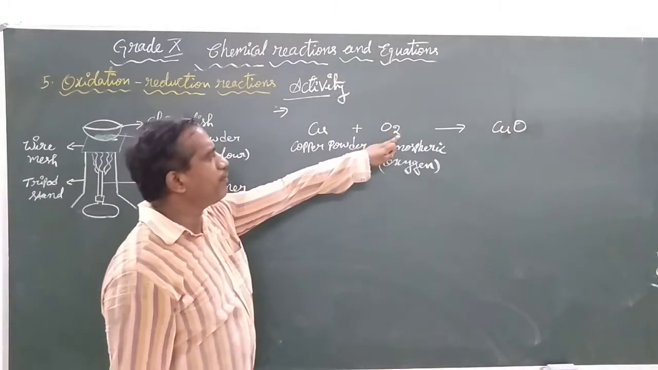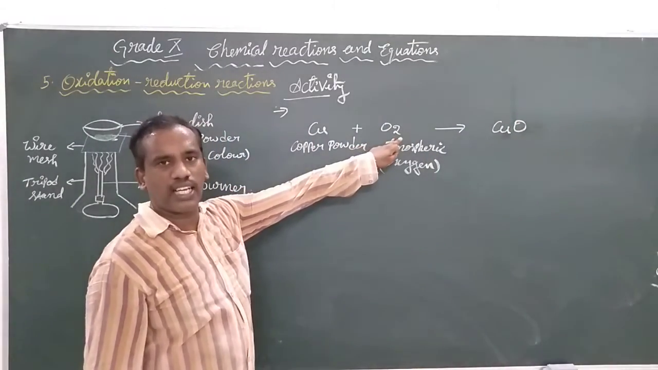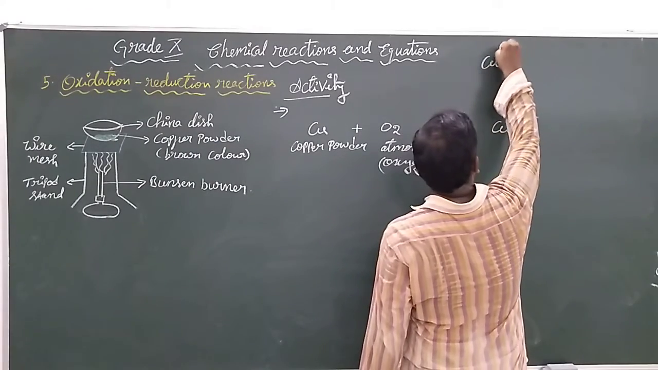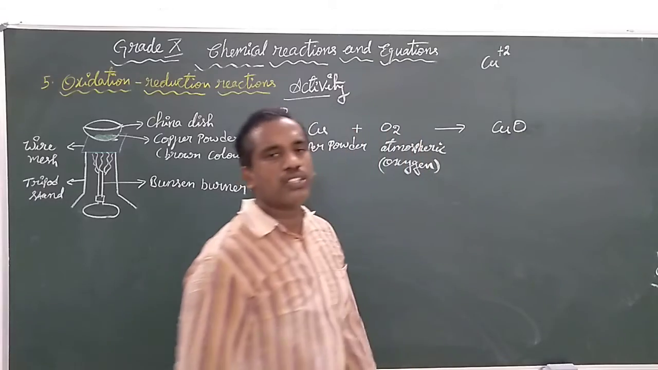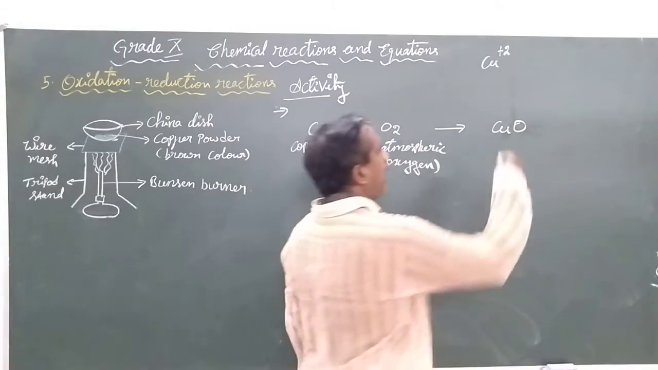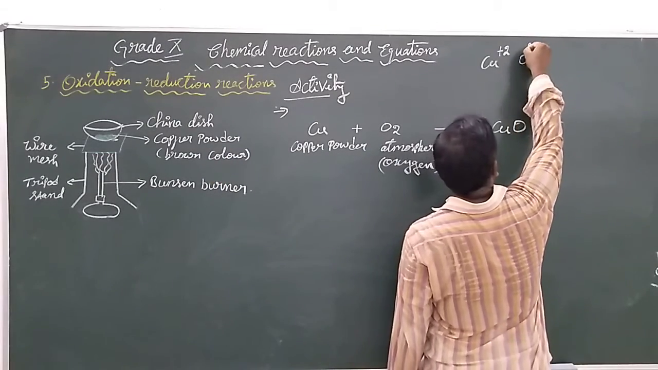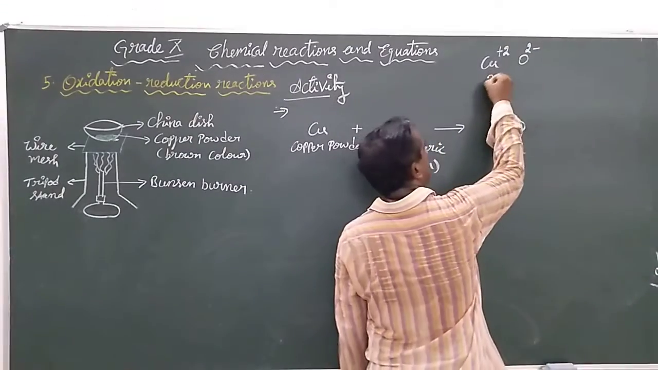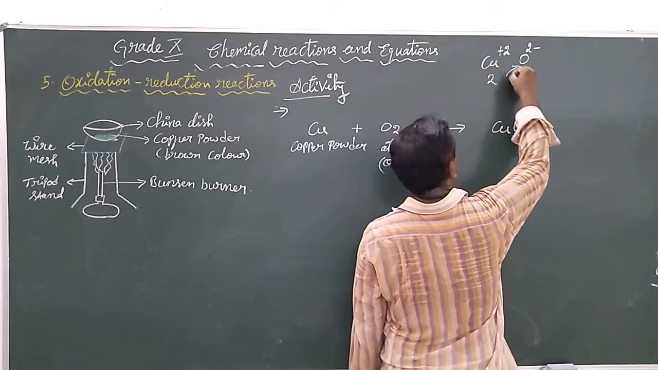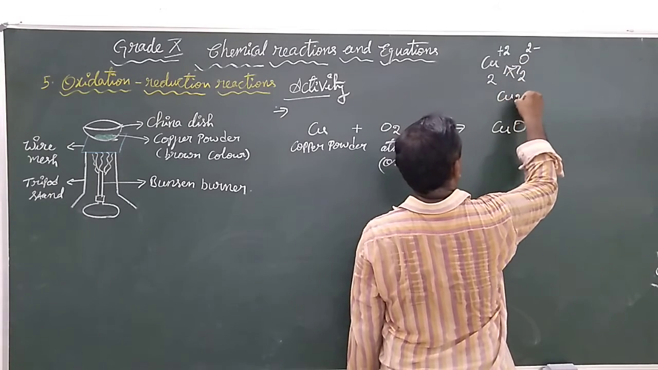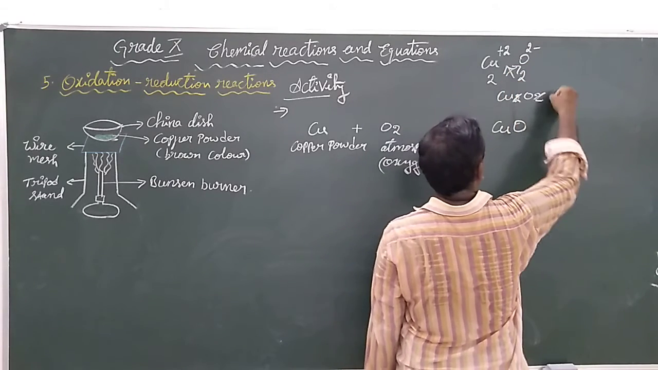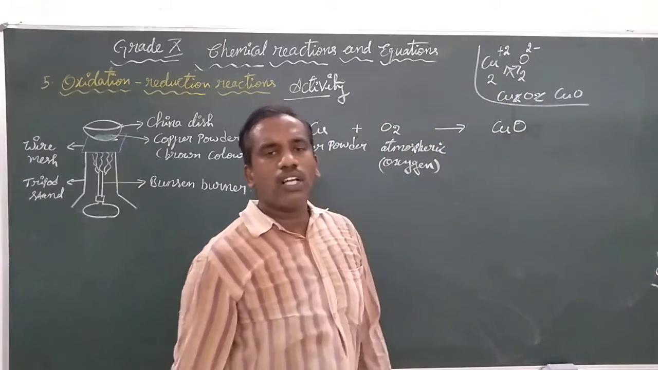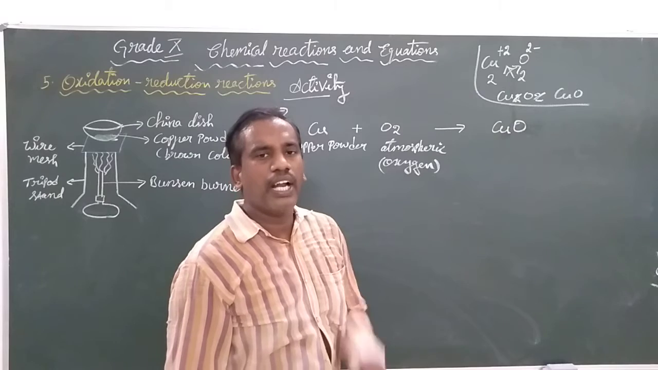But in the reactants, how many oxygens are there? 2 oxygens are there. In this case, copper will be in the +2 oxidation state, and oxygen will basically be in the 2- oxidation state. Let us recall the grade 9 topic, the crisscross method. Cu2O2. Simplification, we got CuO. What is the oxidation state of copper here, children?